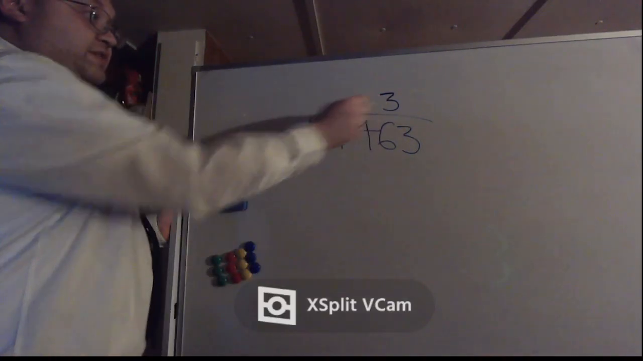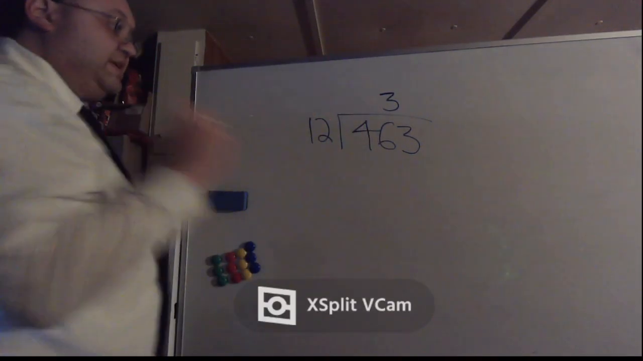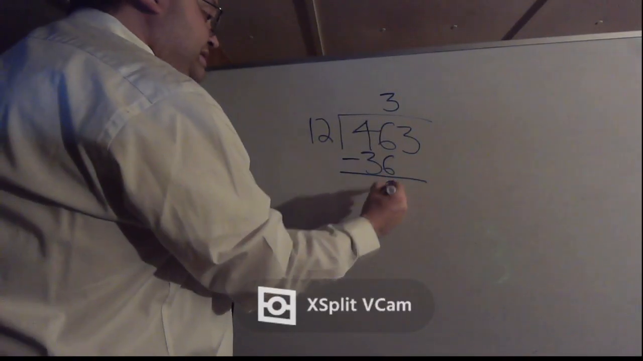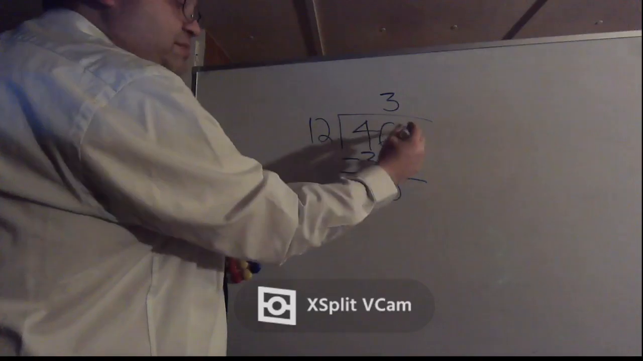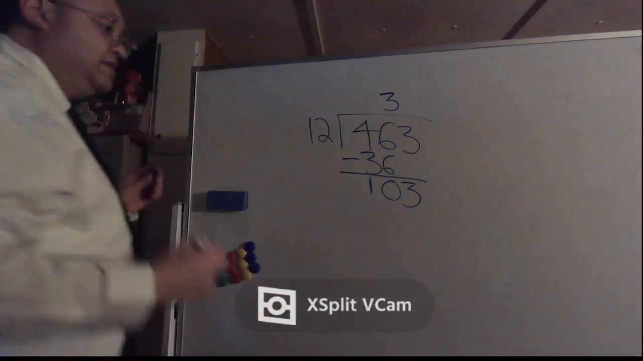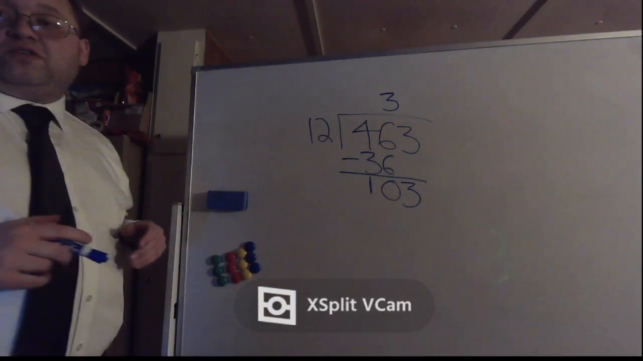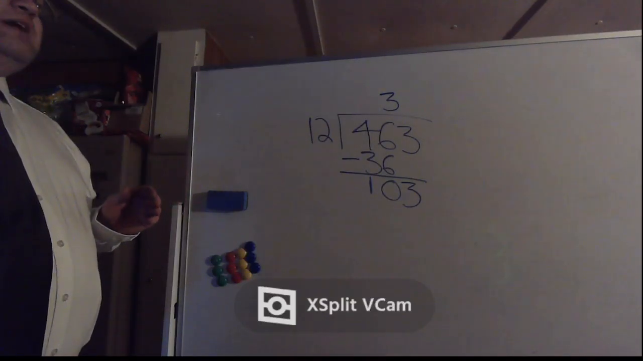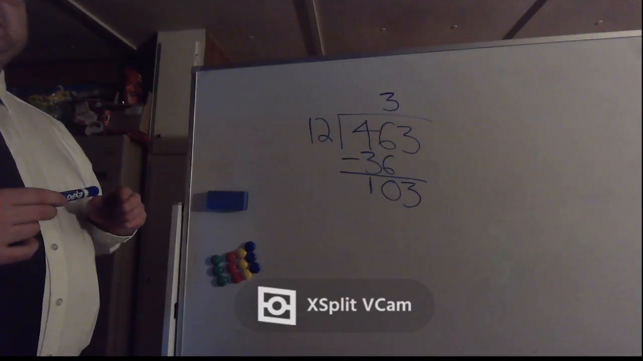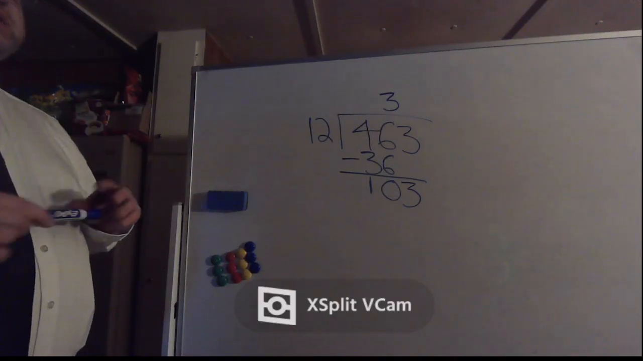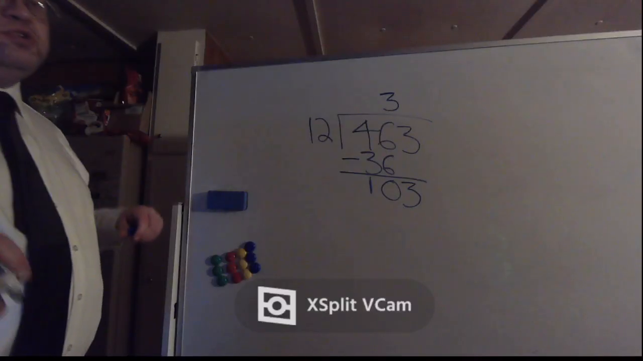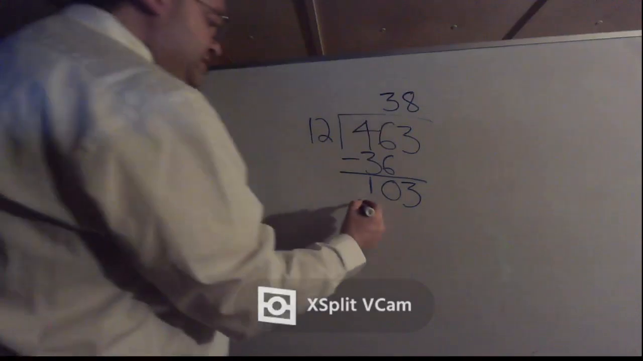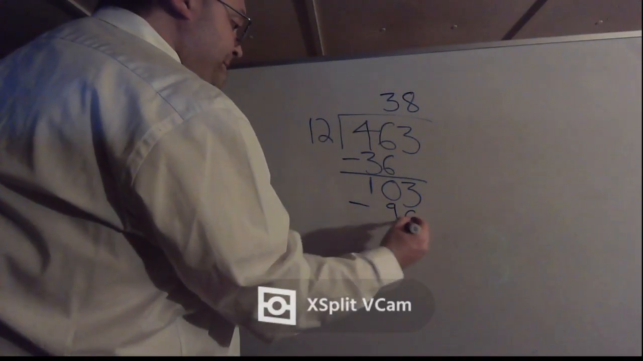3 times 12, that's 36. That answer is going to be 10 when you take the difference. Then you have to bring down that 3 from the dividend. You have 12 goes into 103 how many times? So I know 12 times 8 is 96. 12 times 9 is 108. Well, if you do it times 9, that's going to put you over. So 12 goes into 103 8 times. 8 times 12 is 96.